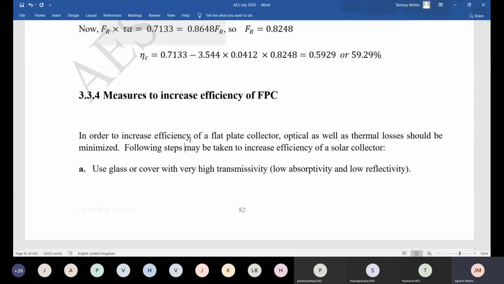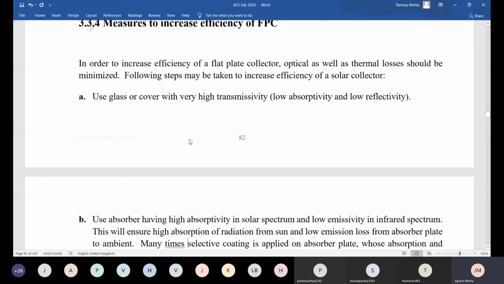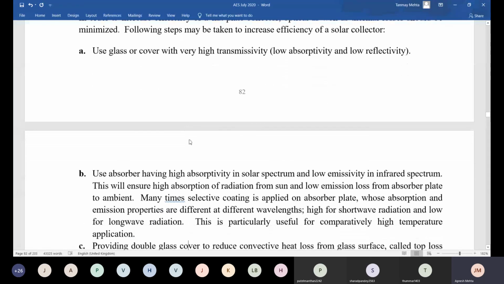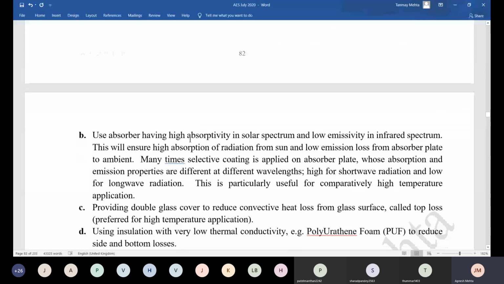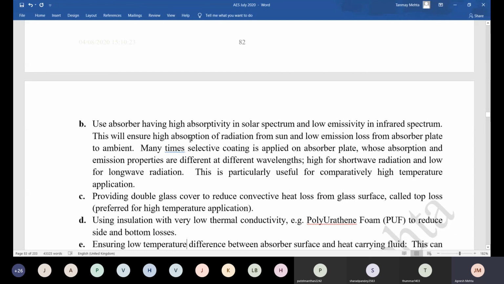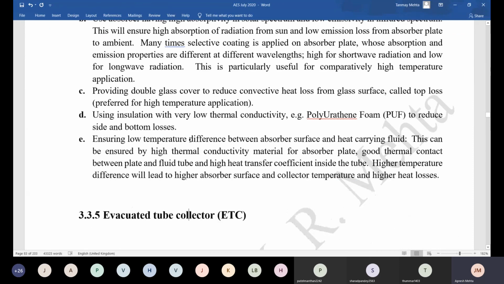So use a glass cover with high transmissivity, so low absorptivity and reflectivity, or an anti-reflective coating may be used. Low iron glass should be used so that the transmissivity is high. The absorber should have high absorptivity in the solar spectrum and low emissivity in the infrared spectrum. For that you use a special material called selective coating, and with its help you can improve the efficiency of a solar collector.